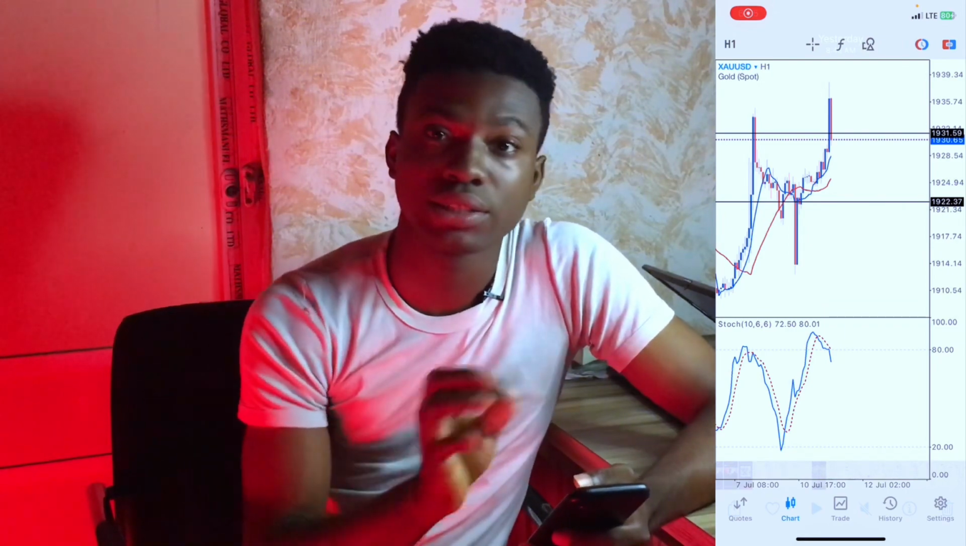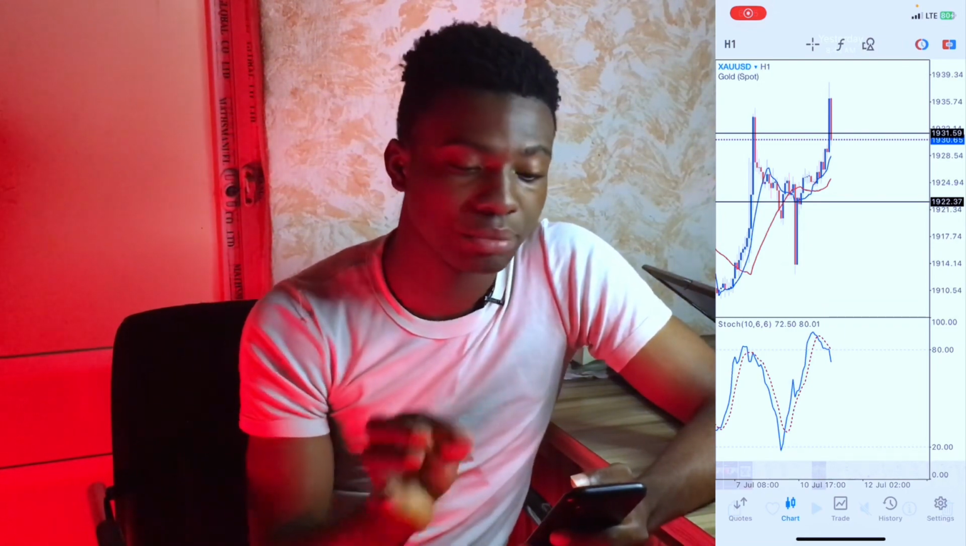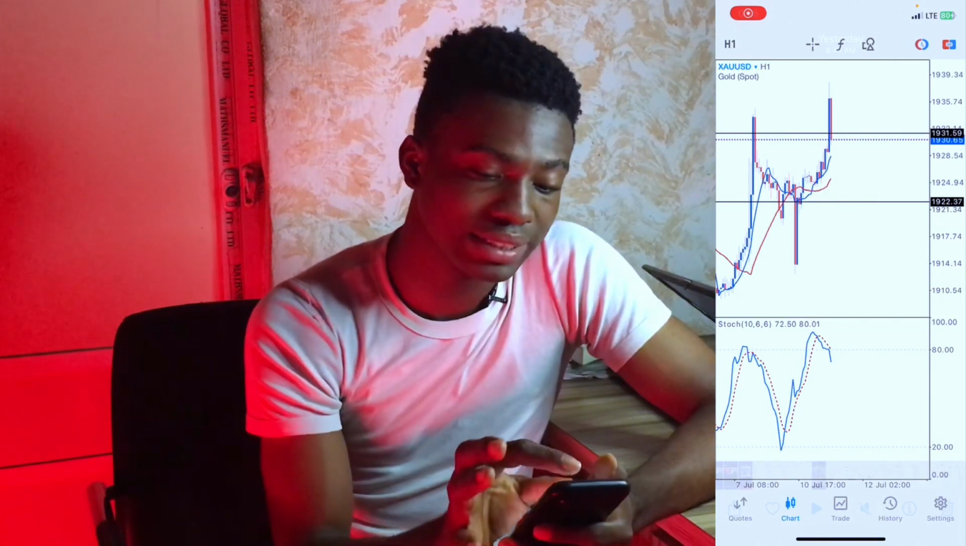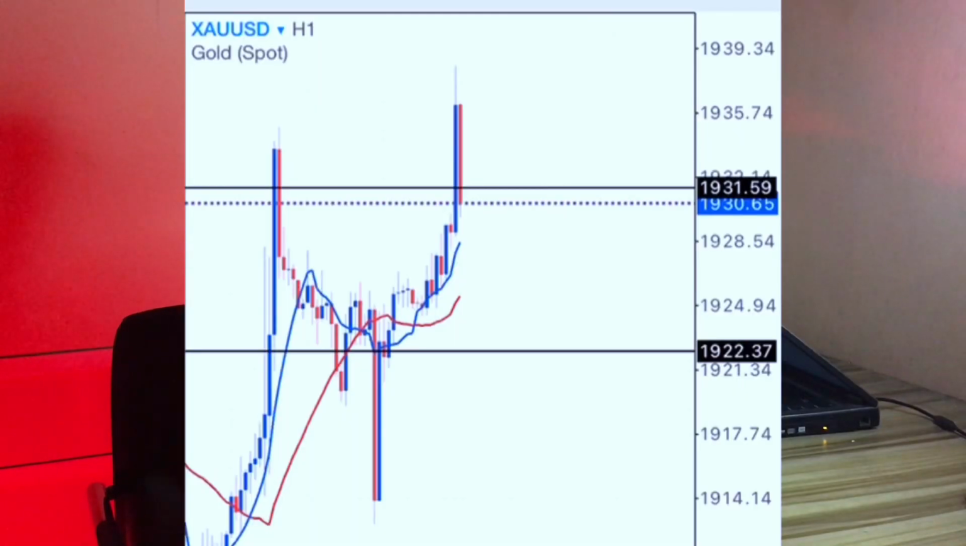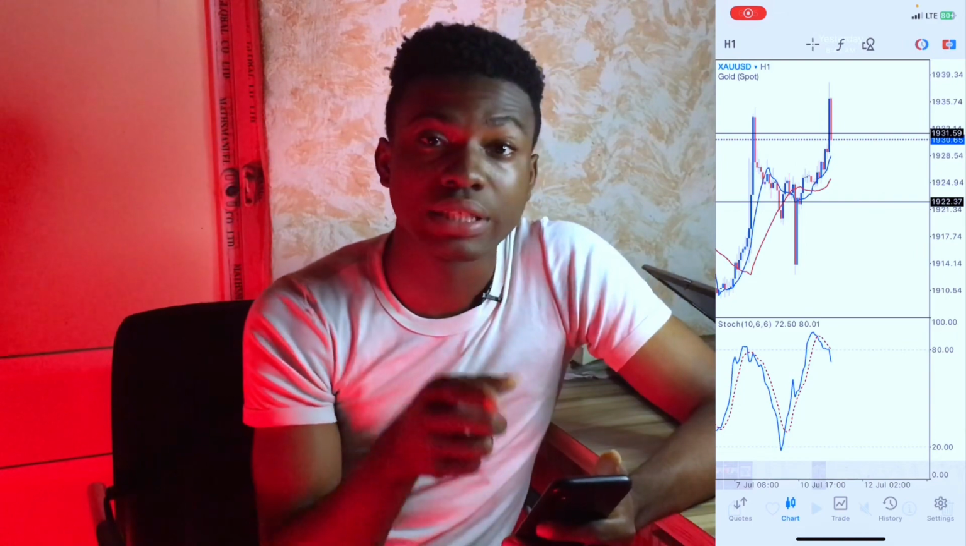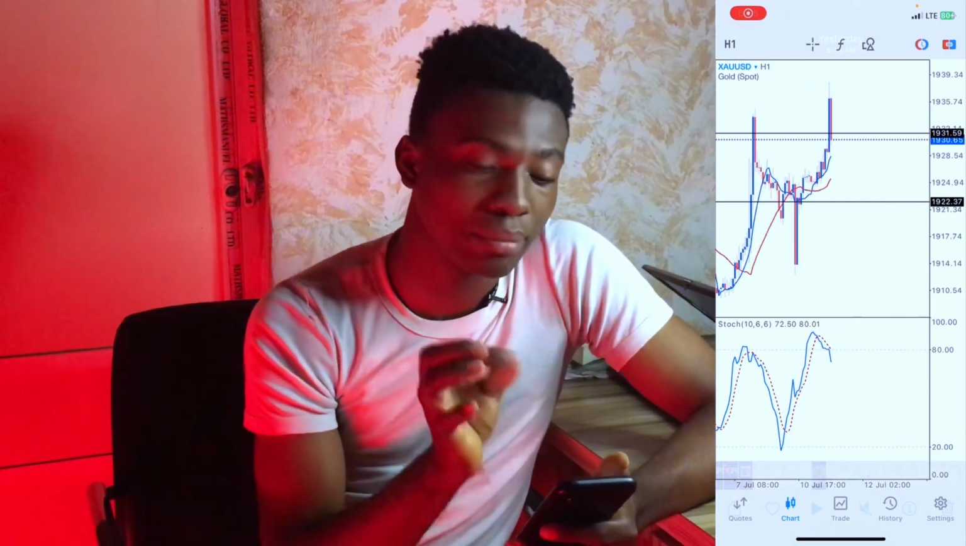Now not just that, that's not the only thing that I noticed from this trade. You see this very huge blue candlestick and red candlestick. The market is currently at a resistance zone. That's why the market is coming down.